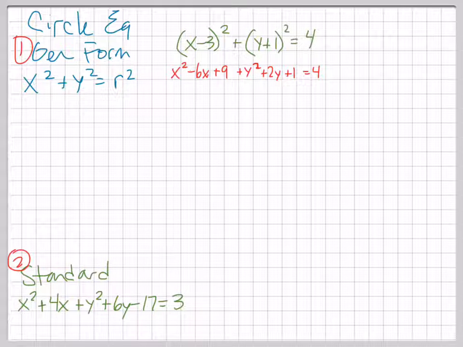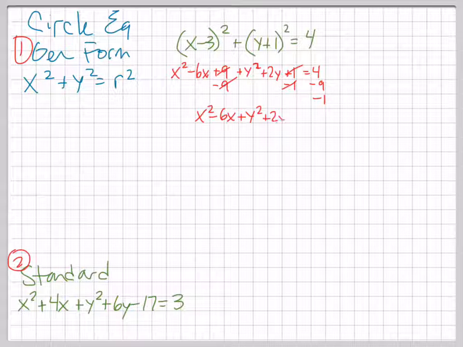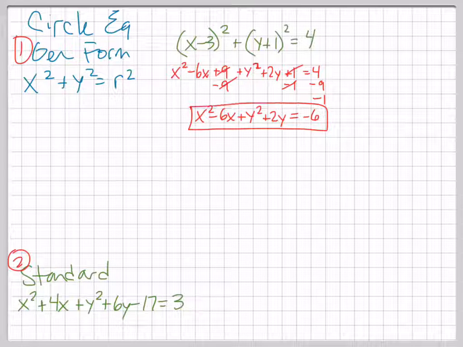There are different ways to think about it, but I'm going to move everything over to one side and leave the constant, meaning the number, on the right side. So I just need to subtract 9 and subtract 1, which leaves me with x squared minus 6x plus y squared plus 2y equals 4 minus 9 is negative 5, minus 1 is negative 6. That is how you write the standard form of an equation given general form.